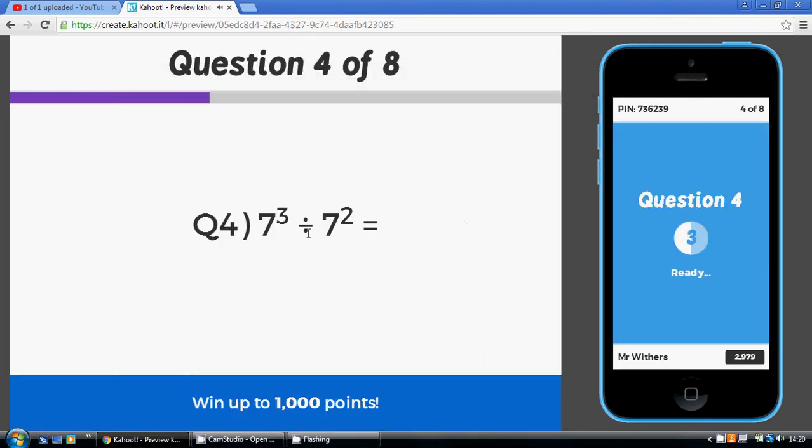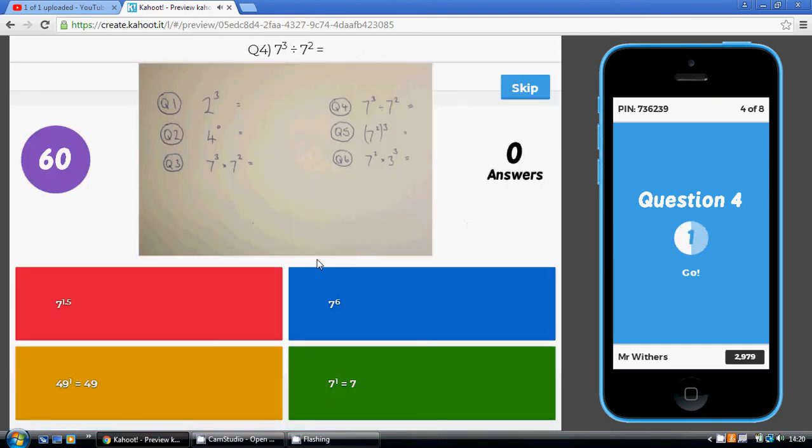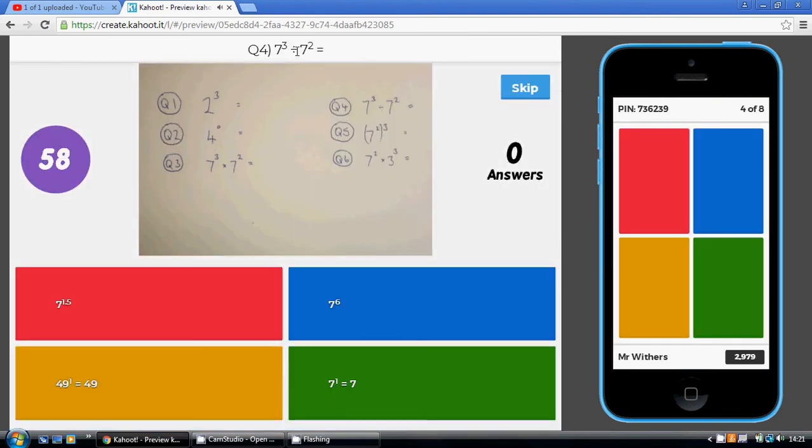So when we were multiplying, we added the powers. Now that we are dividing, we take away the powers. 3 take away 2 is 1. So it's 7 to the power of 1, which is 7.